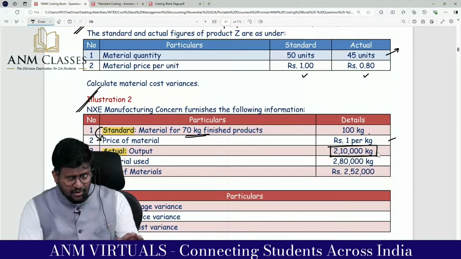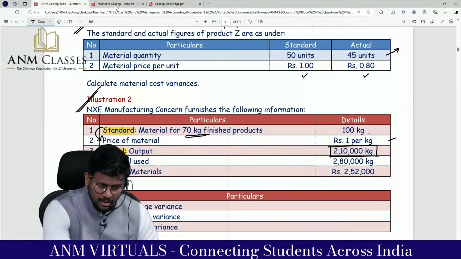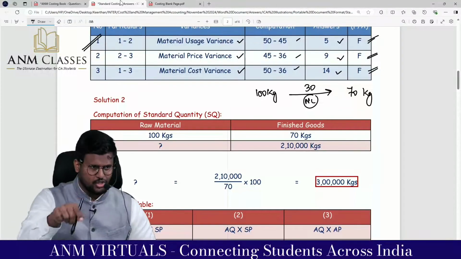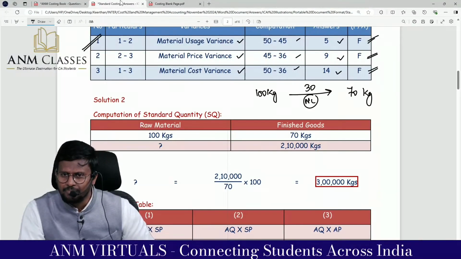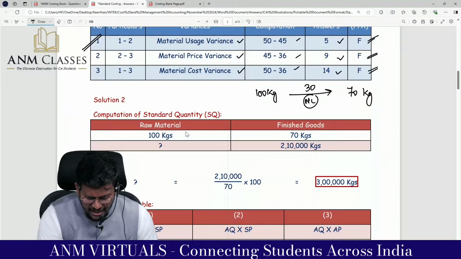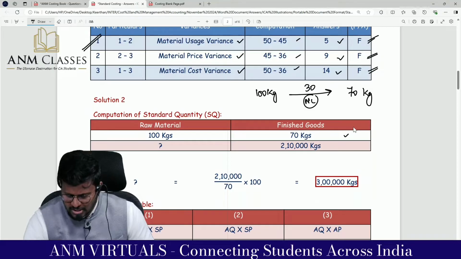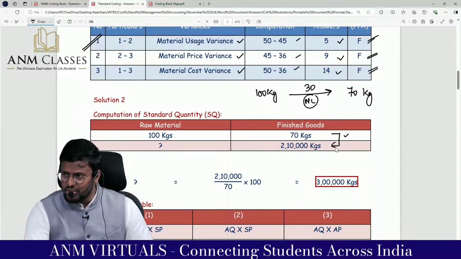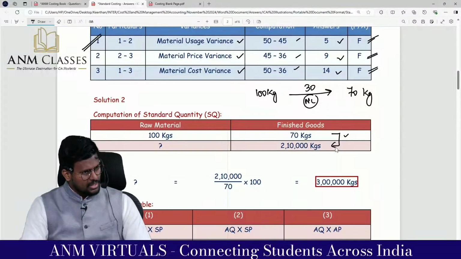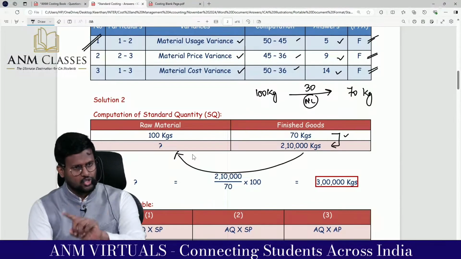If 2,10,000 kg has come out, that will be 70%. So what should my input have been is the question. That is the standard quantity. If I put in 100 kg, 70 kg comes out. So this 2,10,000 kg is equal to 70 kg. Right? So my question is, what should be the 100 kg?